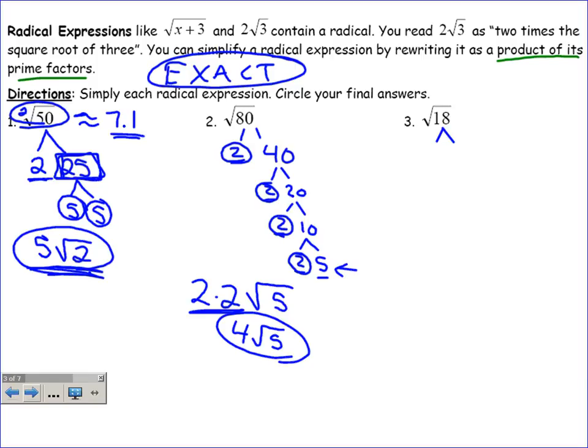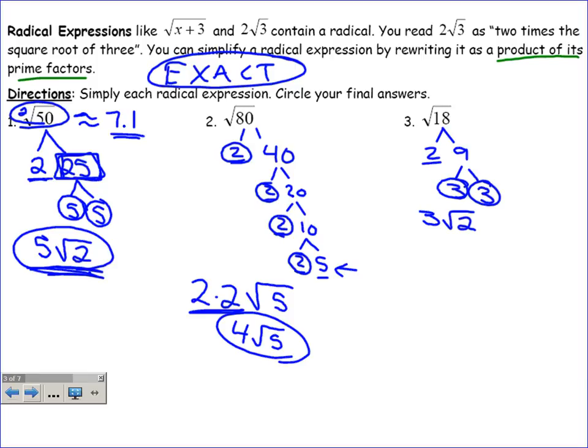18. So you can break that into 2 and 9. 9 breaks into 3 and 3. Are there any pairs? 3 and 3. A pair of 3's. So we can pull one 3 out. What's left over? 2. Just the 2, right? Is the 9 left over? No, because it got broken into 3's. It's not the 9, because the 9 got broken into 3's.